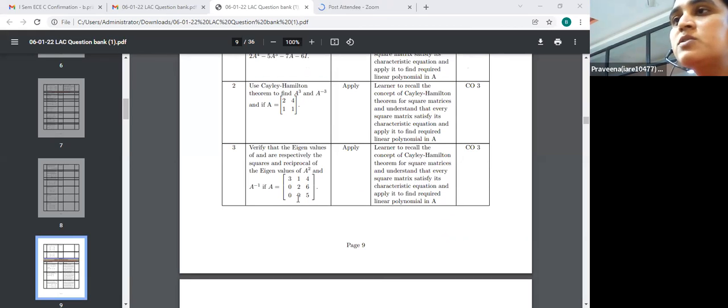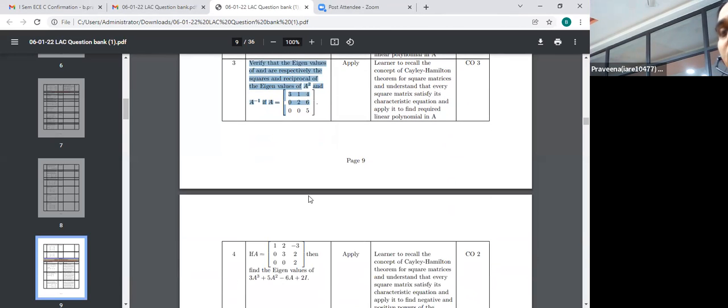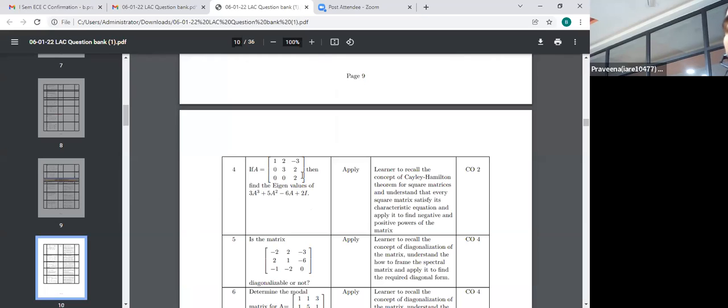Verify that the eigenvalues of a square and a inverse are respectively the squares and reciprocals of the eigenvalues of a. Reciprocal means, indirectly, we have to find the given polynomial for a inverse. If you are confused with the third question, I'll give the answer for the third. Don't worry about that. Now the fourth question: if a is equal to 1, 2, minus 3, 0, 3, 2, 0, 0, 2, then find the eigenvalues of 3a cube plus 5a square minus 6a plus 2i.